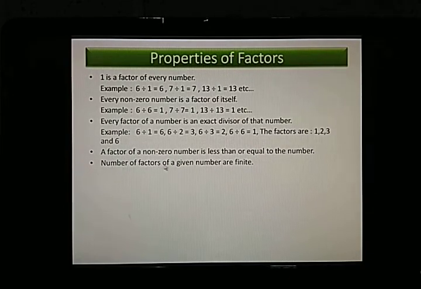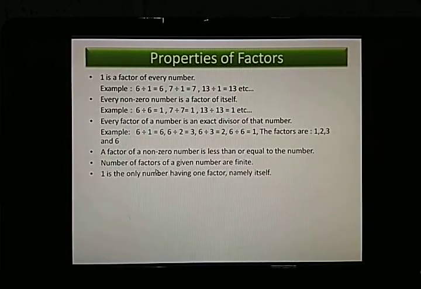So next point, the number of factors of a given number is finite. Yes. If you are told to find the number of factors of any number, it will be a finite quantity, not infinite. You cannot say there are infinite numbers of factors. It will always be a finite quantity. Say here there are only 4 factors, 1, 2, 3 and 6. Similarly, in other numbers also there will be a definite amount of factors, not an infinite number. Next point, one is the only number having only one factor. Yes, obviously, 1 will have only one factor. That is 1 itself. There is no other factor of 1.